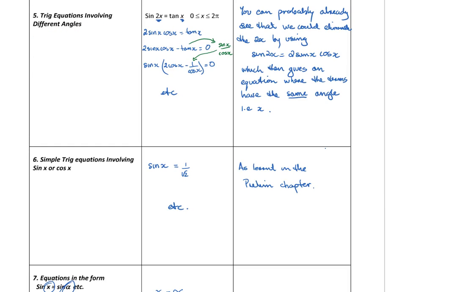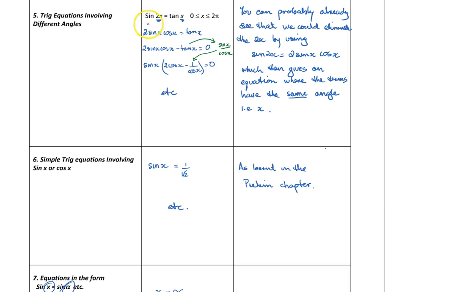So I was thinking more about the type of equation you might get in this situation and trying to come up with a name for it. Like I said in the beginning, you won't find a category of solving trig equations called equations involving different angles. This is just something that I tried to put out there so that you could also organise all of these different trig equations for yourself.